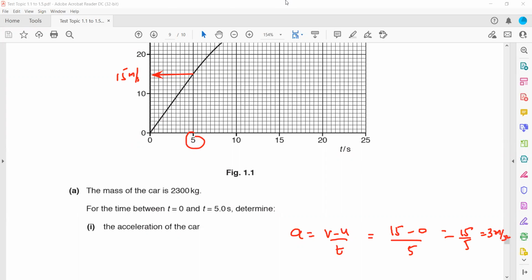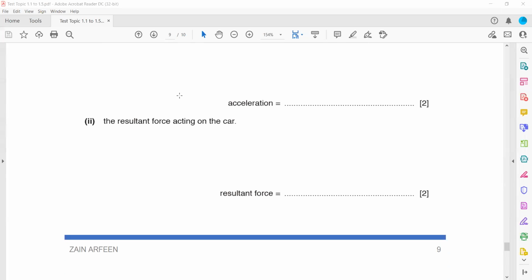So after getting the acceleration, we need the resultant force. F equals ma, when mass and acceleration are given. The acceleration we worked out is 3, and the mass was given in the first part, which is 2300 kilograms. So F equals ma: 2300 times 3 is 6900 Newton, the resultant force.